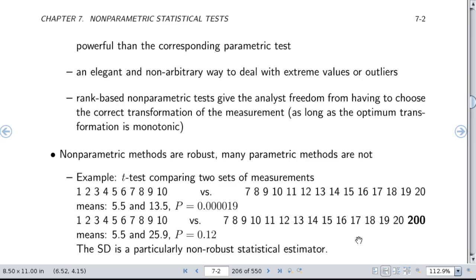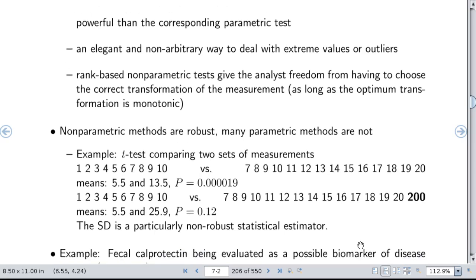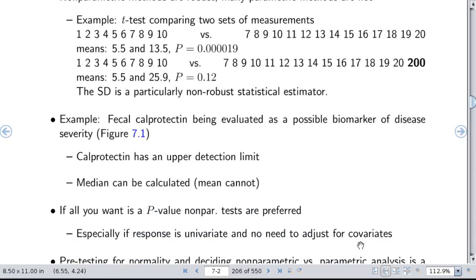And so the problem is the standard deviation is extremely non-robust, even more so than the mean. And for something that's very asymmetric or heavy-tailed, it's not really a suitable summary measure. So the nonparametric tests are not going to have that particular problem.